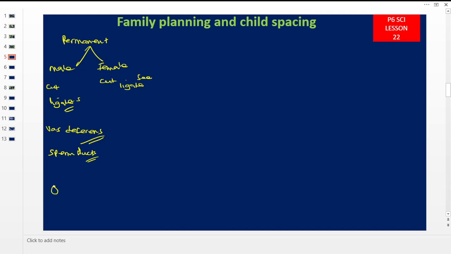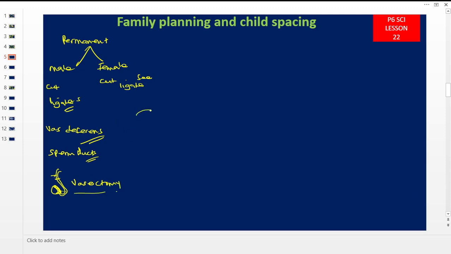Now if this one is our testis, here we have the epididymis, and here we have our vas deferens, or the sperm duct. Now they cut here and they seal, meaning that the sperms can no longer come. This is what we are going to call vasectomy, the cutting of the sperm ducts.